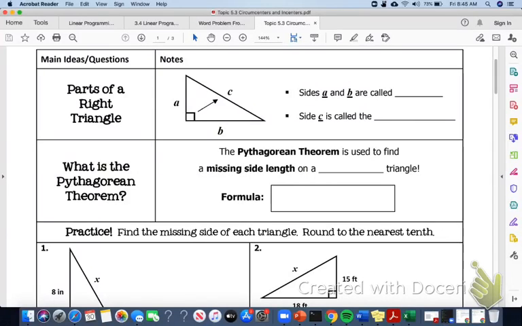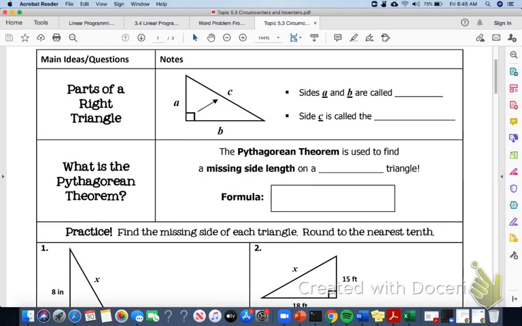Hey guys, so today we're doing section 5.3, and before we get started, I just wanted to do a little bit of a review on Pythagorean theorem. So I know that you guys have probably seen this in middle school, you might have even seen it in Algebra 1 a little bit, but a right angle has some different parts to it.